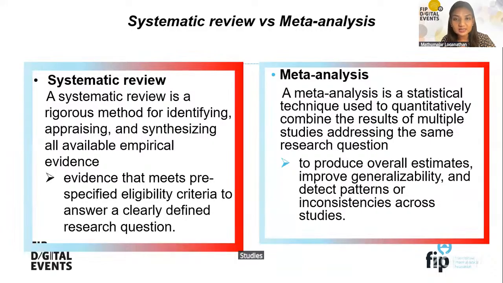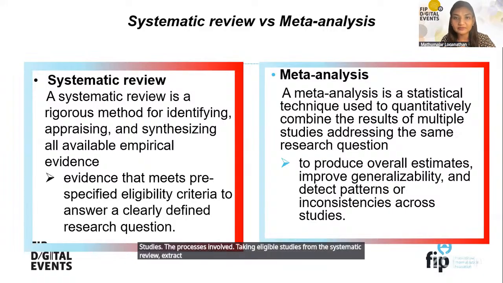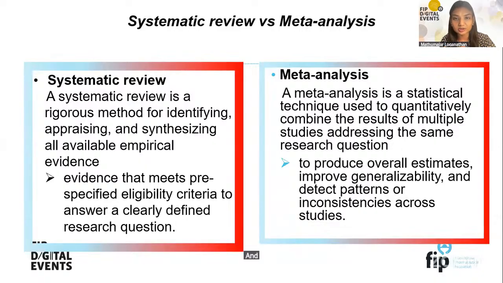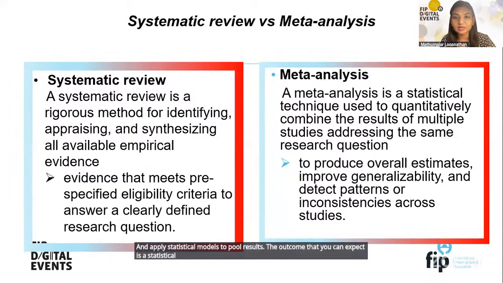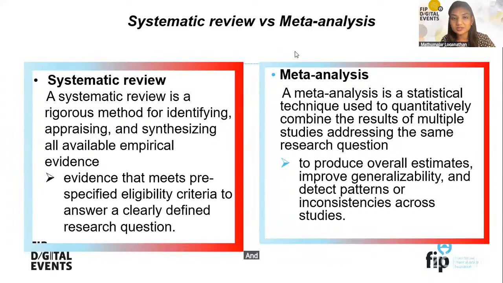The process involves taking eligible studies from the systematic review, extracting the relevant quantitative data, and applying statistical models to pool results. The outcome you can expect is a statistical summary, often shown as forest plots, and this will enhance the conclusions of individual studies. Next, please.